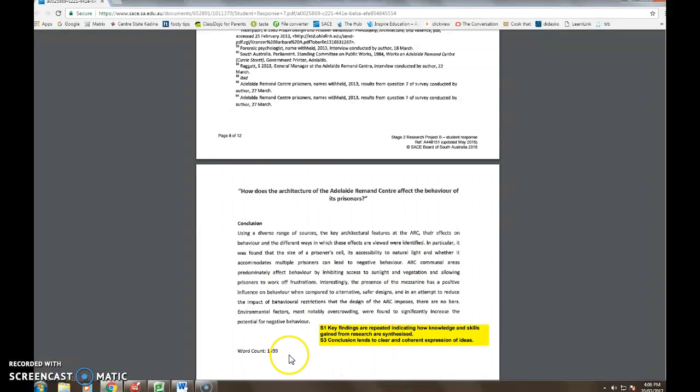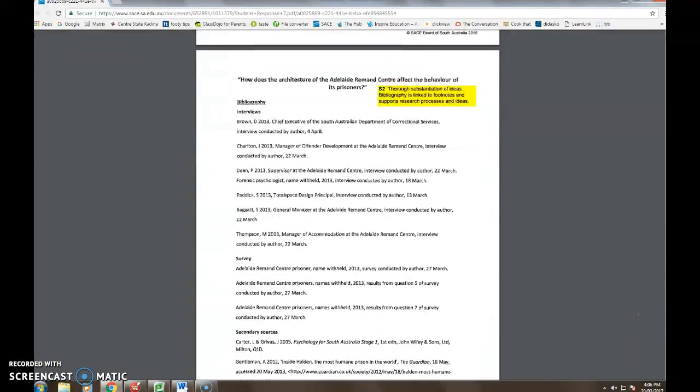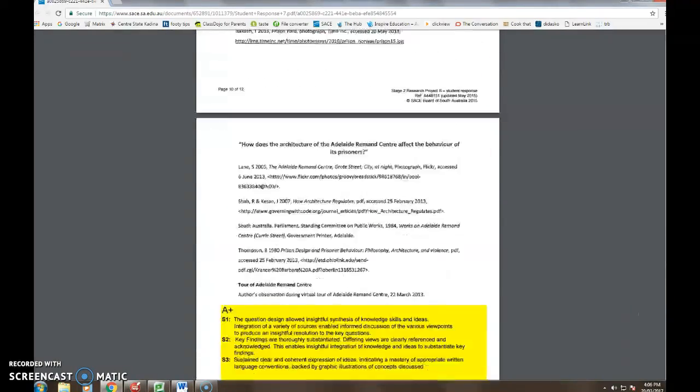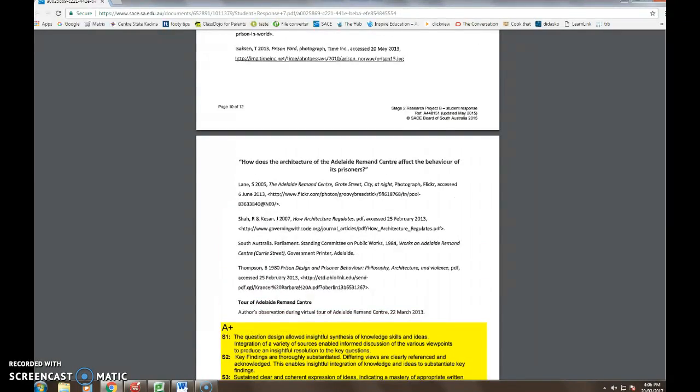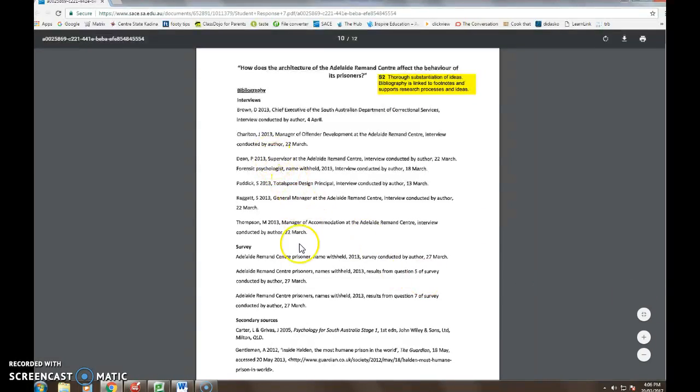You'll notice also that this one is a word count of 1,500. It was from about 3 years ago when 1,500 words was the limit for the outcome. It has now changed to 2,000 and yours are expected to be around the 2,000 mark. There's also a bibliography provided at the end which shows quite a reasonable amount of sources that have been used, including primary sources such as interviews and surveys.